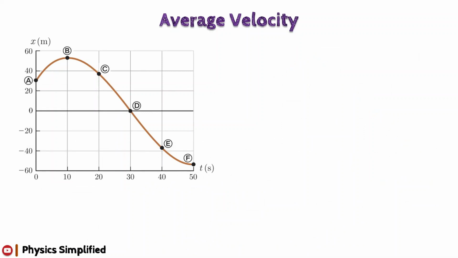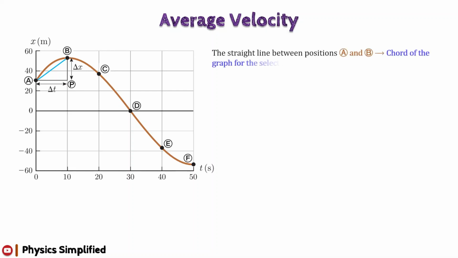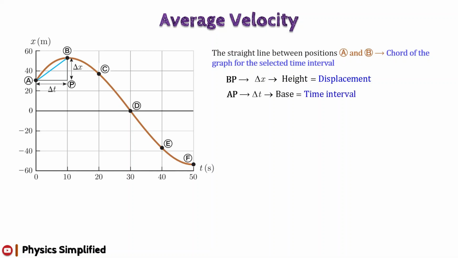The average velocity can be interpreted geometrically by drawing a straight line between any 2 points on the position time graph. We choose the 2 points to be A and B. This line forms the hypotenuse of a right-angled triangle ABP. It must be noted that the straight line between positions A and B is the chord of the graph for the selected interval of time. Now for the right-angled triangle ABP, BP is the height, representing the displacement of the particle, given by delta x, and AP is the base, representing the corresponding time interval, given by delta t.